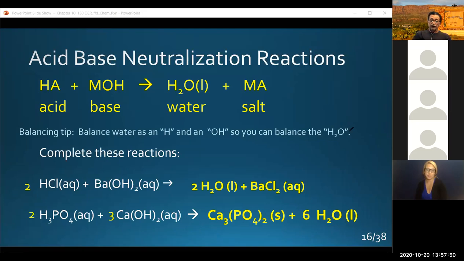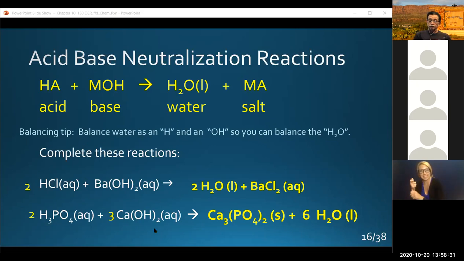Okay, go back and check. Are we balanced? Well, we have 6 hydrogens coming from phosphoric acid, and how many hydrogens come from calcium hydroxide? 2, right? But there are 3 molecules of calcium hydroxide, so we have 6 total hydrogens from calcium hydroxide. That's a total of 12 hydrogens, 6 from phosphoric acid and 6 from calcium hydroxide. And we have 12 hydrogens in the form of water because we created 6 molecules of water.